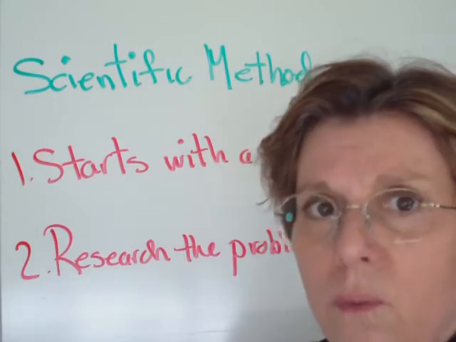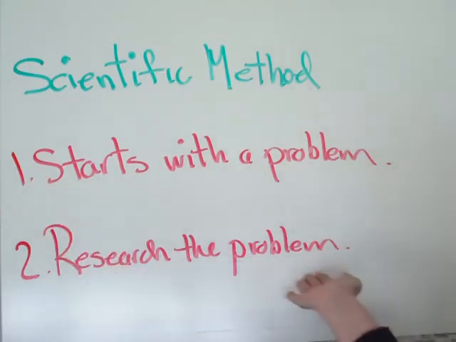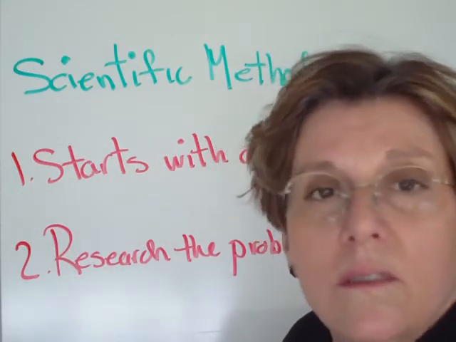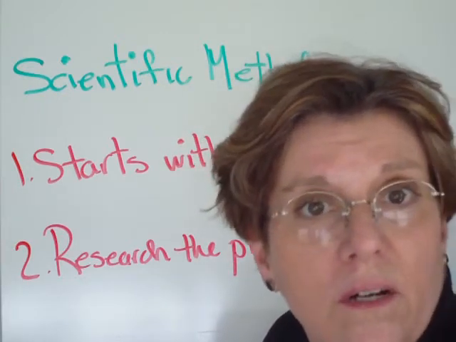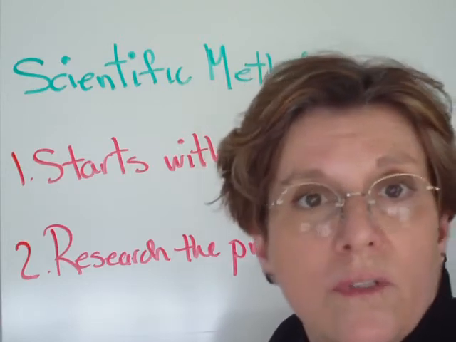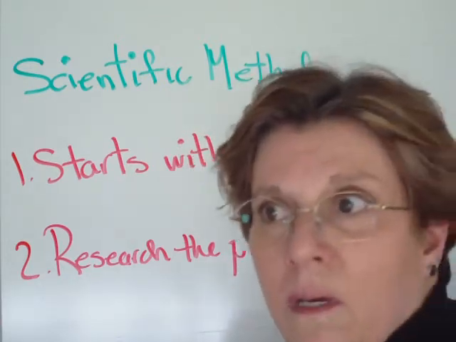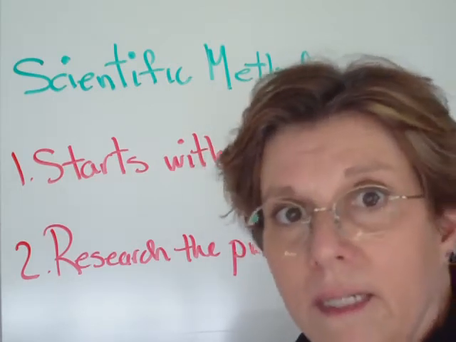So the first thing you do once you have a problem that you've identified is you research the problem. And that's to see if anyone else has already answered this question. Maybe someone else has already found out how fertilizer affects plants. So get on the internet, look in some books, see if there's any research already done on the subject. So say for our example, with fertilizer on plants, no one's done any research. Okay, so we move on to the next step.